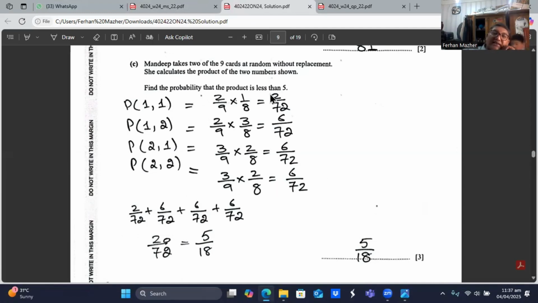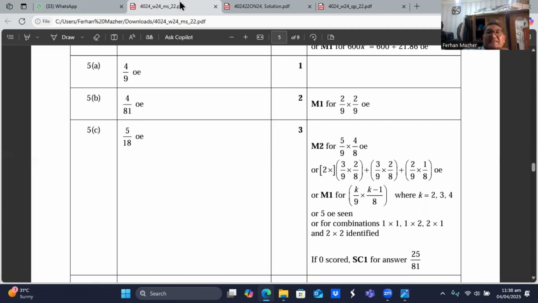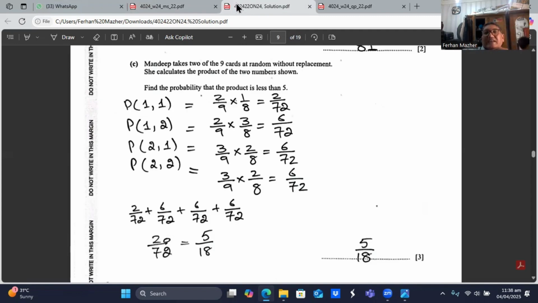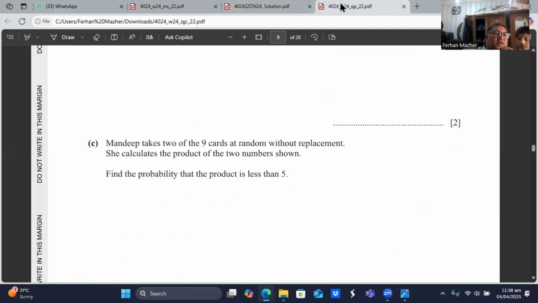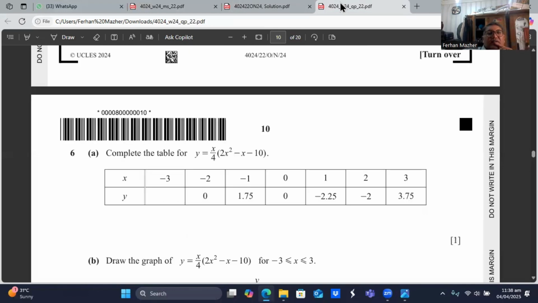So you add up all these outcomes, and that will be the total probability of what they are asking. So 2 by 72 plus 6 by 72 plus 6 by 72 plus 6 by 72 will be 20 by 72, and that will be 5 by 18. So the answer we think is 5 by 18. 5 by 18 is the right answer, sir. I hope you understand this is very important. Without replacement, then another condition they gave is that the 2 numbers which you take out, their product must be less than 5.